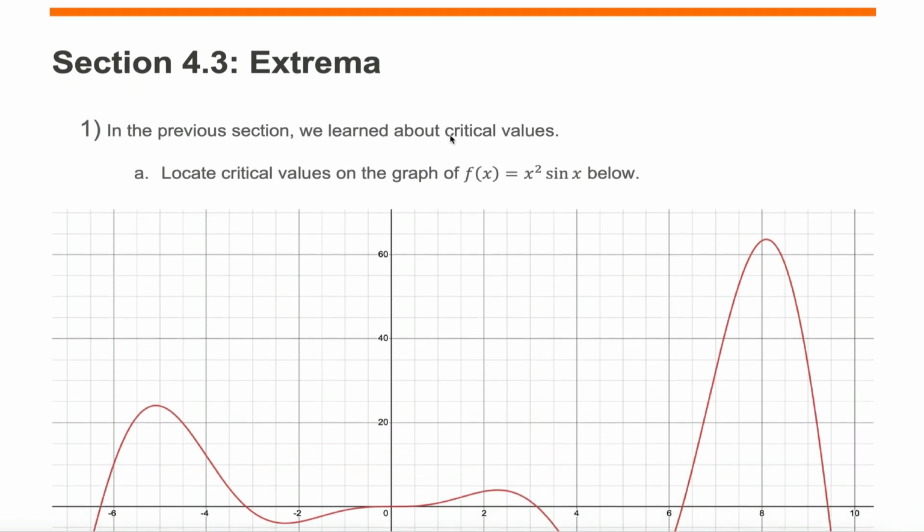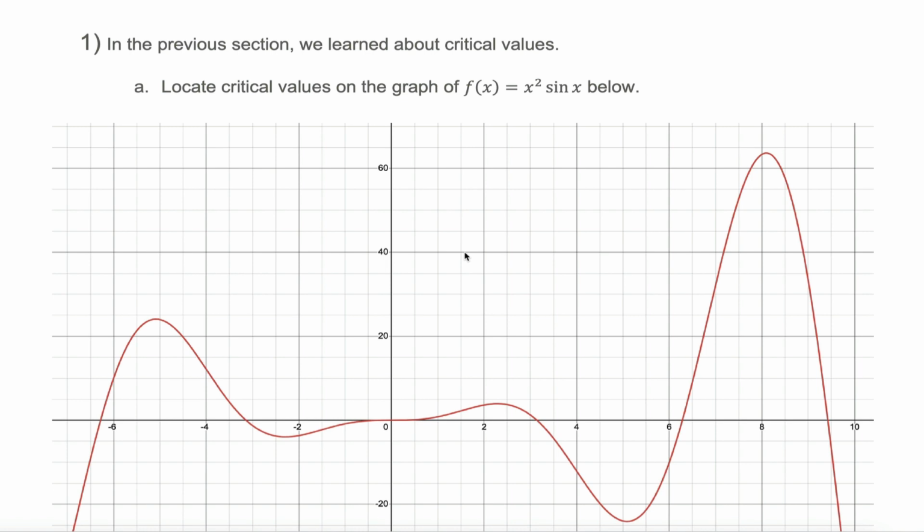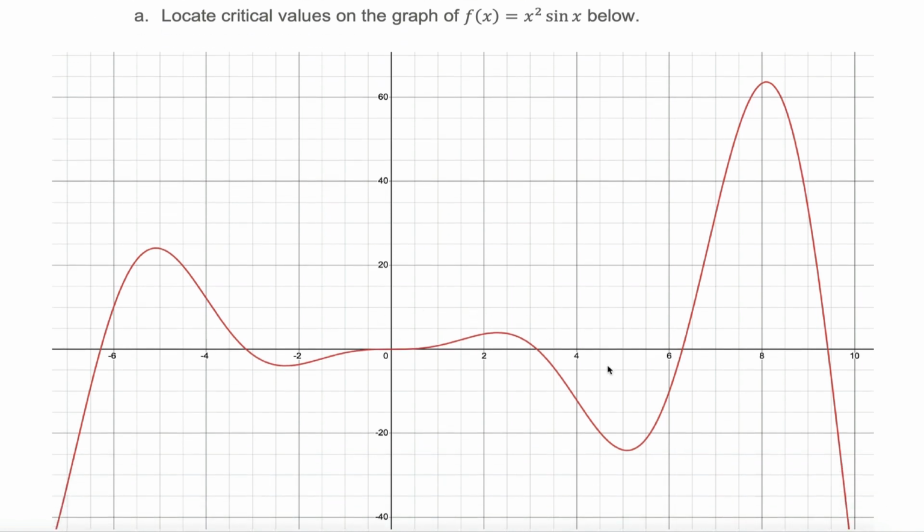So in the last section, we introduced this new idea of critical values, and hopefully you left that section with an understanding of critical values and maybe the ability to, if given a graph like you see right here, identify all the different critical values. We learned how to do that both algebraically and geometrically, but for the sake of this example, I want you to do it purely geometrically.